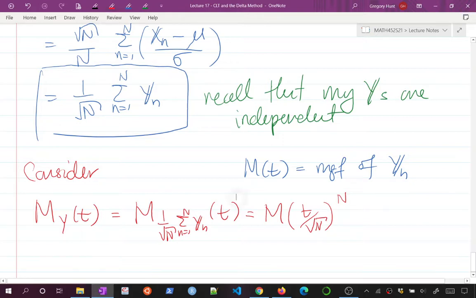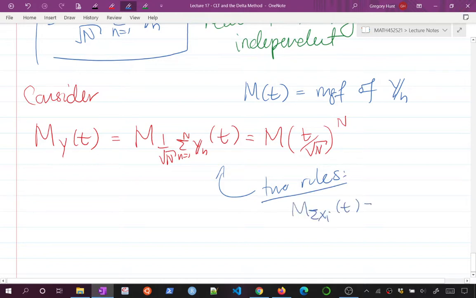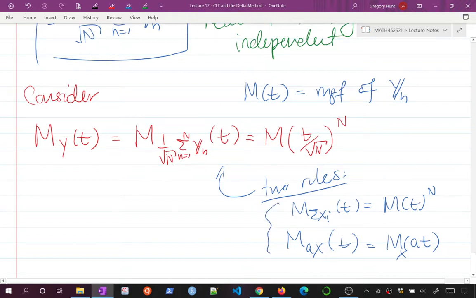All right, and this basically came from 2 rules. The 2 rules about MGFs from 451 were that the MGF of a sum of independent things was the MGF to the nth power, and the MGF of a scaling of a random variable, the MGF of aX, was I just scale my argument in the MGF of X. So those are the two rules that give us this whole thing.